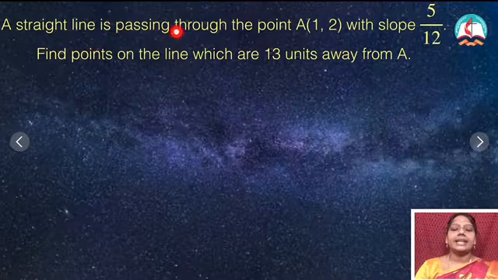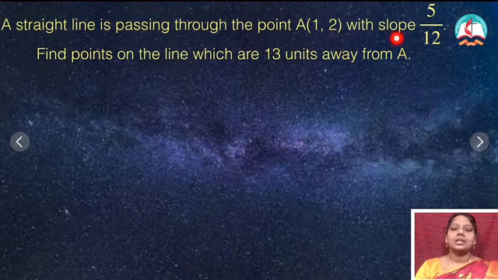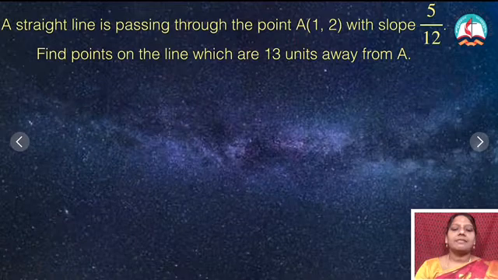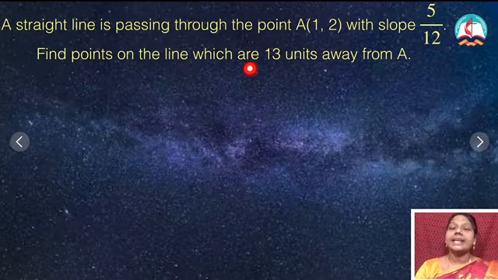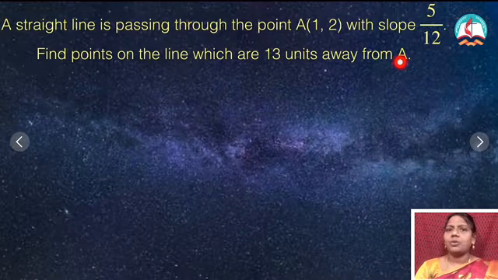A straight line is passing through the point A (1, 2) with slope 5 divided by 12. So slope is given to us and one point is given to us. Find points on the line which are 13 units away from A. So it is given that only it is 13 units away from A. So that means we don't know which side.